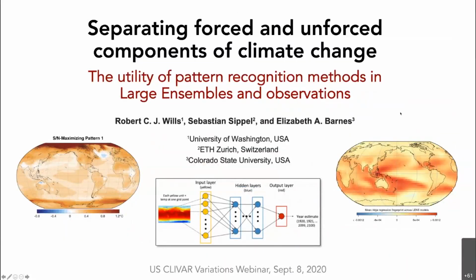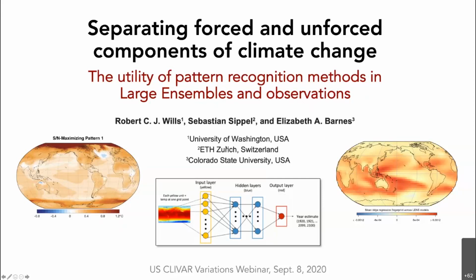Thank you, Clara, for the introduction, and thank you, Clara, Keith, and Jenny, for organizing this variations issue. It was fun to contribute to. So I'm going to be talking about separating forced and unforced components of climate change, which is, of course, a central issue that has motivated large ensembles. But in particular, I'm going to be talking about the use of pattern recognition methods and how they can help with this problem, whether you're looking at large ensembles or observations.